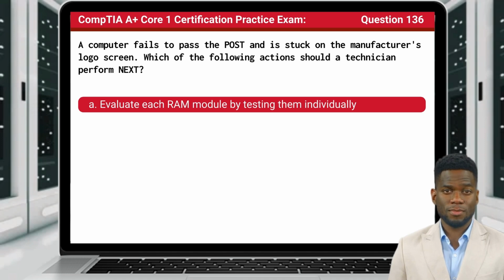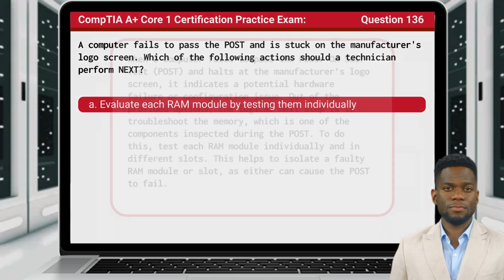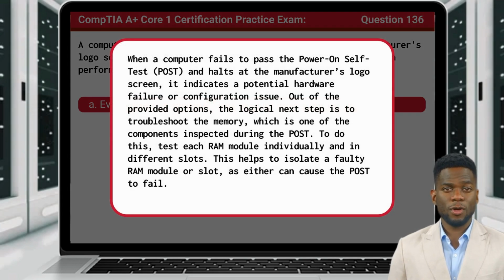The answer is A. Evaluate each RAM module by testing them individually. When a computer fails to pass the power on self-test and halts at the manufacturer's logo screen, it indicates a potential hardware failure or configuration issue. Out of the provided options, the logical next step is to troubleshoot the memory, which is one of the components inspected during the POST. To do this, test each RAM module individually and in different slots. This helps to isolate a faulty RAM module or slot, as either can cause the POST to fail.